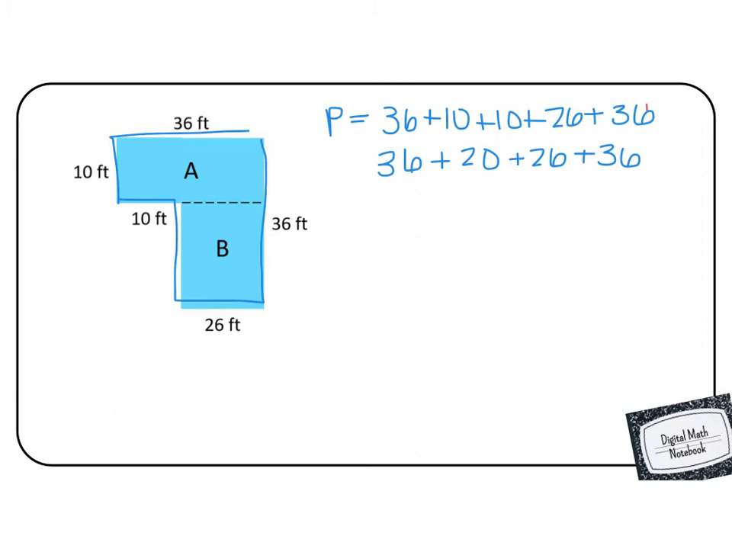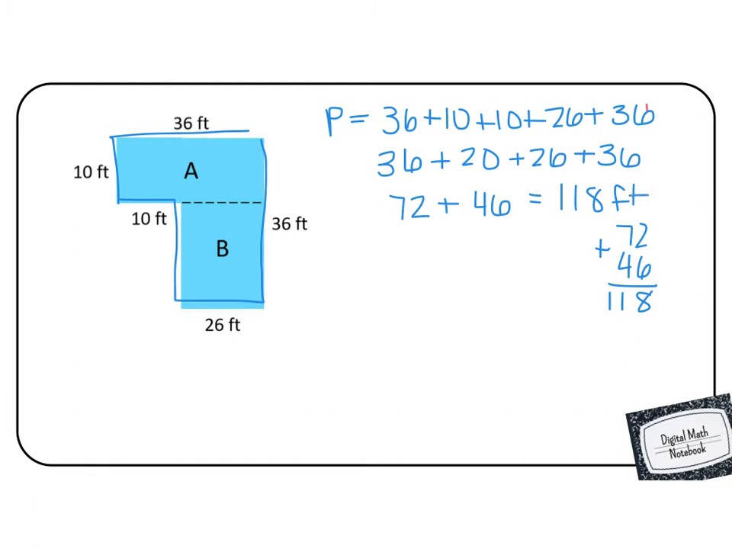All right, let's see if we can group some things together again. So 36 plus 36 equals 72. And 20 plus 26 would be 46. So 72 plus 46 equals... 6 plus 2 is 8, and 7 plus 4 is 11. So that means that the perimeter is 111 feet.